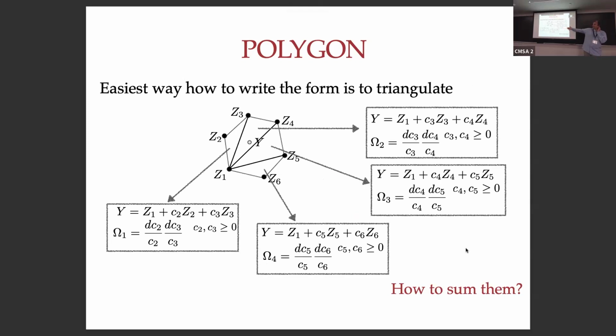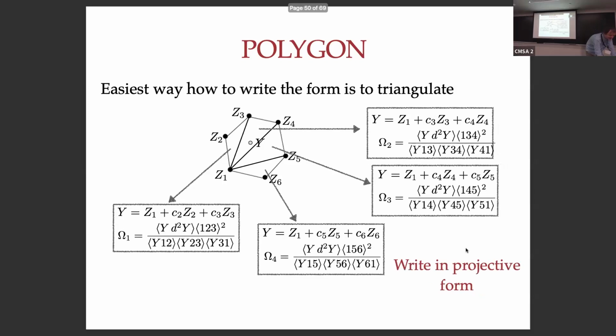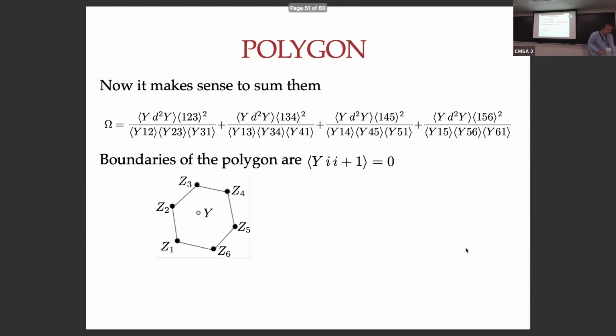Yeah, in one it's C2, C3, then C5, C6, and so on. So if we want to sum them together, we first have to unfix and write it in this projective form using these y variables and the 3×3 minors involving z's and y's. Once we do it, we can just sum them together. And this is a form with logarithmic singularities on the boundaries of the whole polygon.